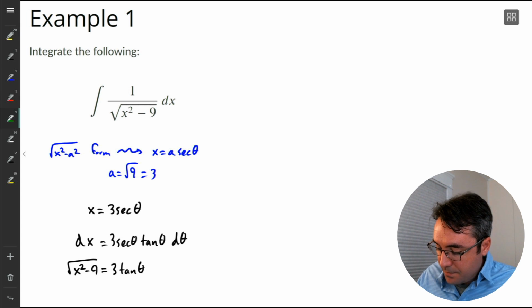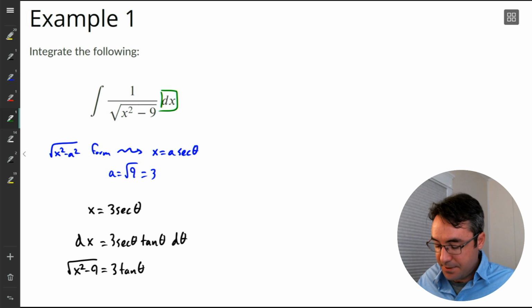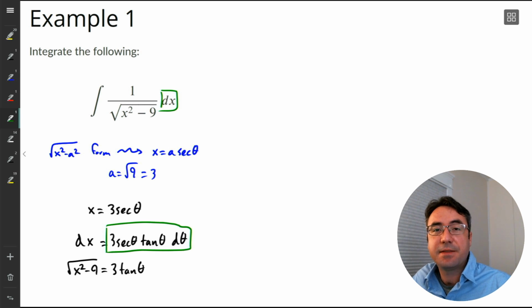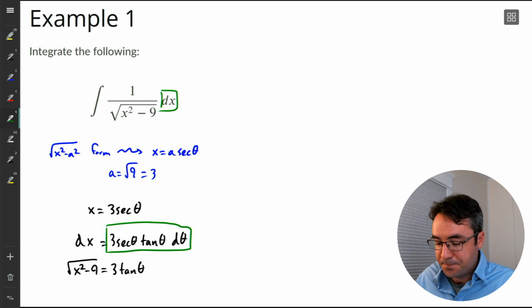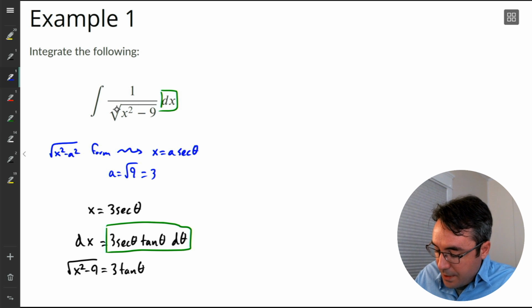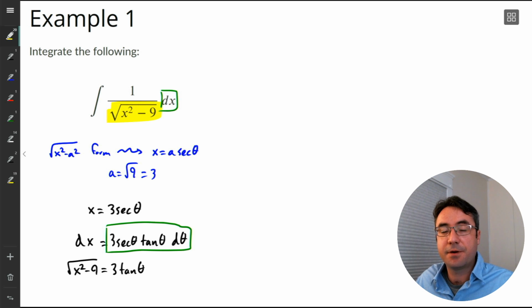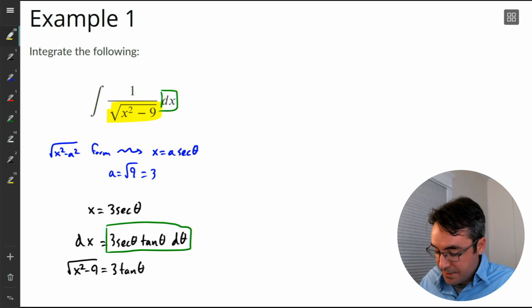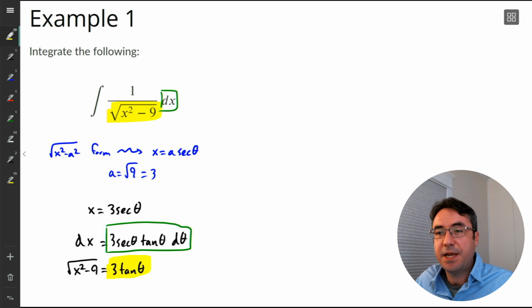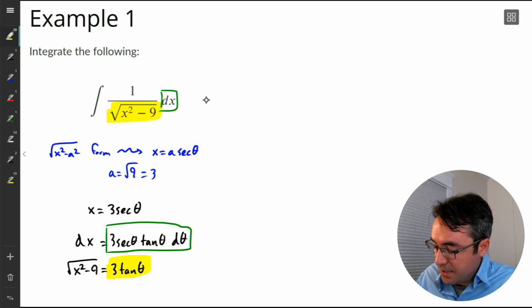So let's kind of go through here. We know the dx here at the end is going to become 3 times secant theta times tan theta d theta. We know the square root term that we have here, we know what's going to happen to that. That's going to become 3 times tangent theta. And that's it for now. That takes care of everything. So let's make the substitution.